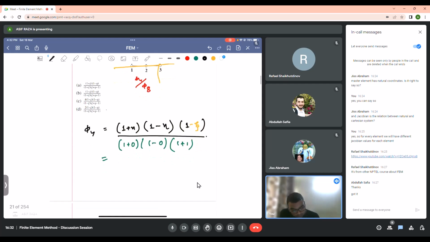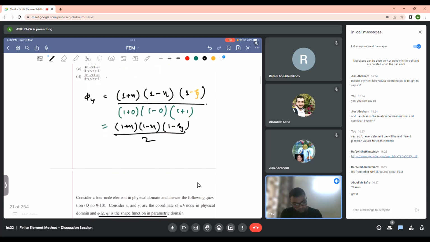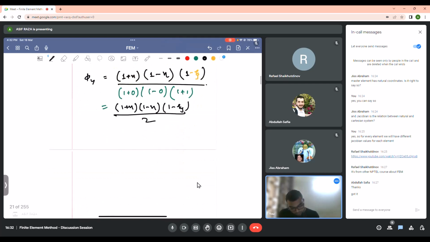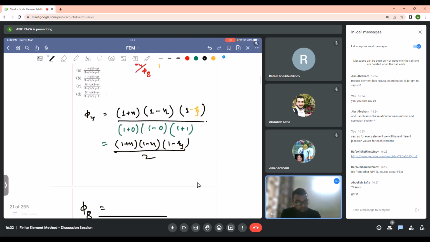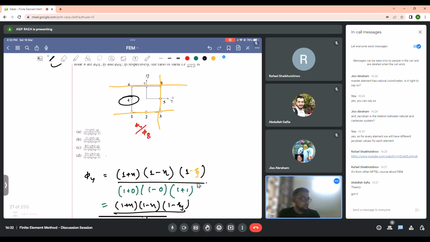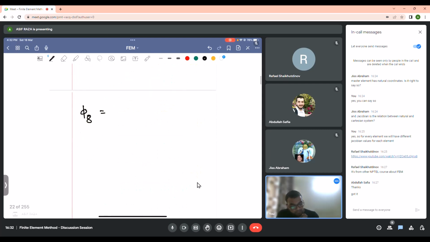Okay, so we have this. We'll have 1 plus eta, 1 minus eta, 1 minus xi, and this will be 1 upon 2. Okay, so this is phi 4. What about phi 8? Can anyone tell me how to find phi 8? That's a bit to think about.